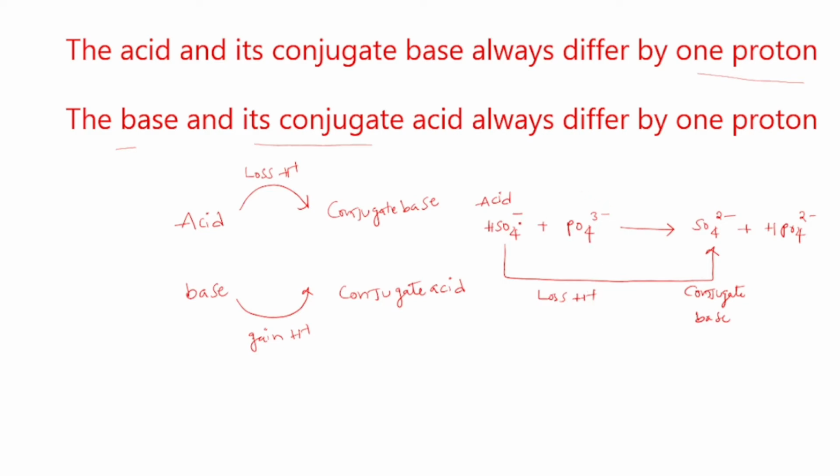Similarly, here PO4 3 minus gains one proton. Gain of a proton means it is a base. It gains H plus and becomes HPO4 2 minus, which means the base gains one proton and becomes a conjugate acid. So this is the simple step.